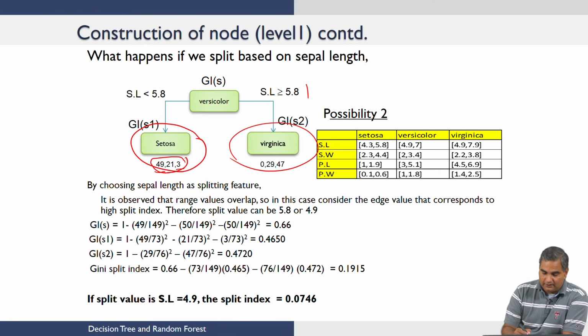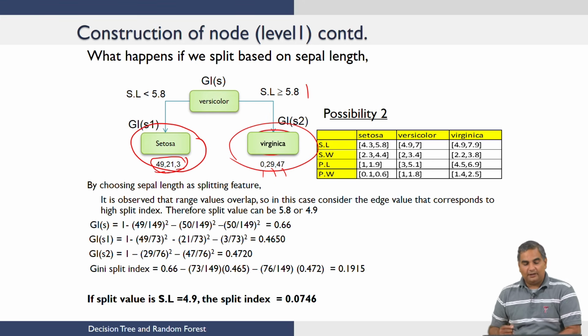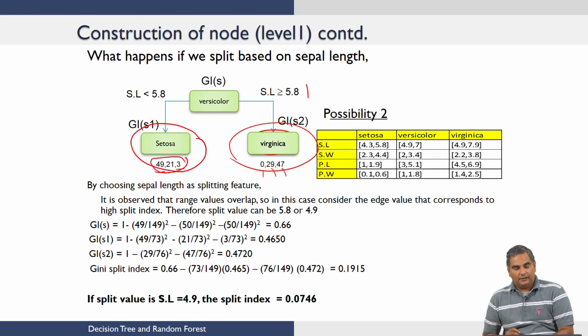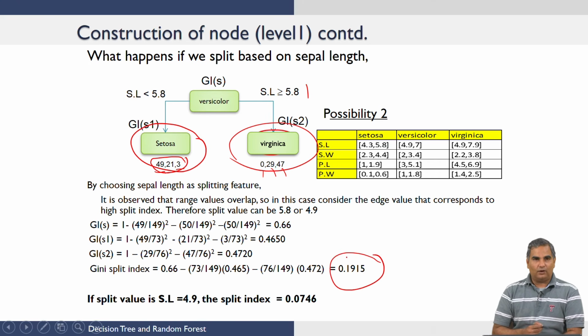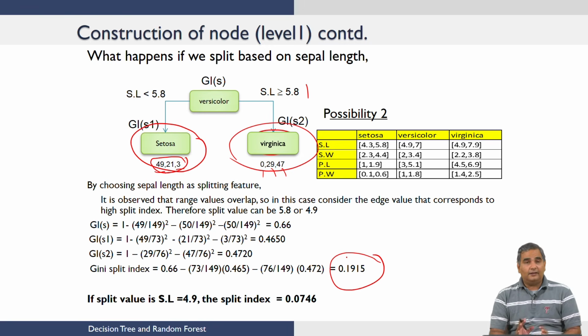And if you look at this here, this says virginica, that is because 0 of setosa, 29 of versicolor and 47 of virginica. So, the maximum number of samples come from the virginica species. So, I will say the sample that I have is a virginica sample. Now, I do not want to go through these computations. If you do the same computations as I showed before, you will get a split index value of 0.1915, and you will notice the previous value was different from this.